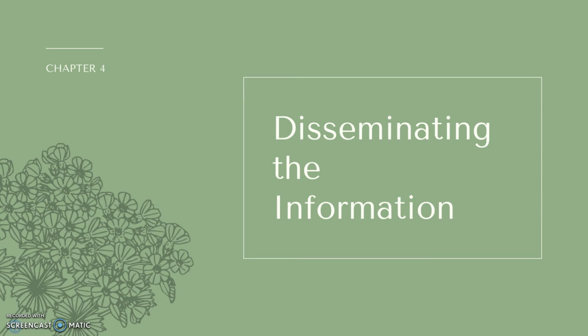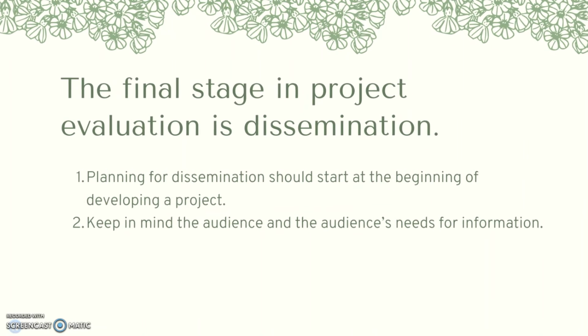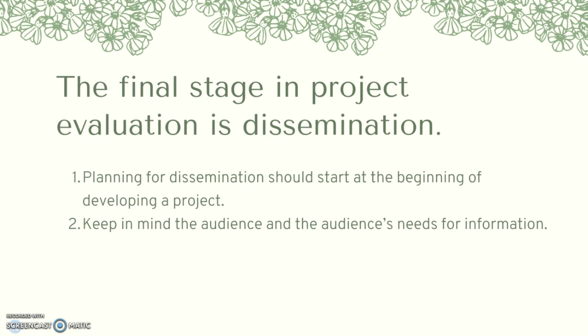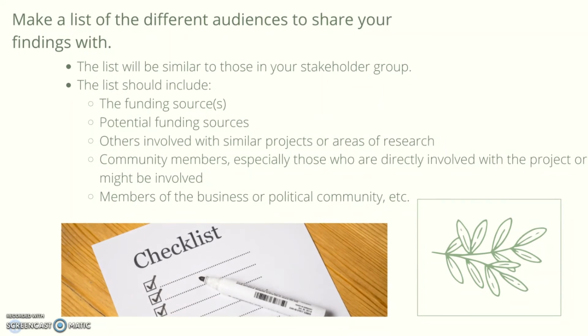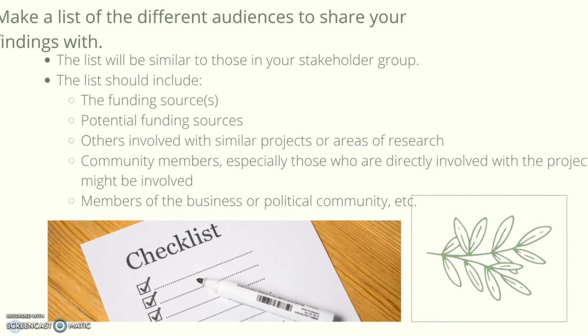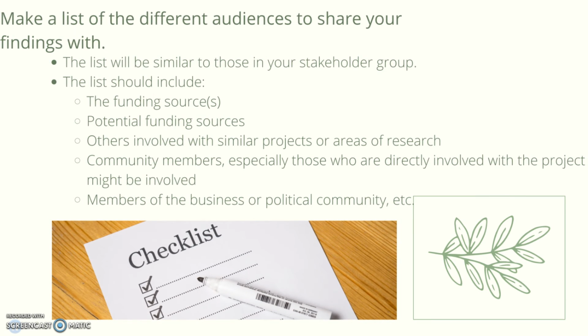Finally, disseminating the information. This is the final stage in project evaluation. Planning for dissemination should start at the beginning of developing a project. Keep in mind the audience and their needs for information. Make a list of the different audiences to share your findings with. It should be similar to those in your stakeholder group. And the list should include the funding source, potential funding sources, others involved, community members, and members of the business or political community.